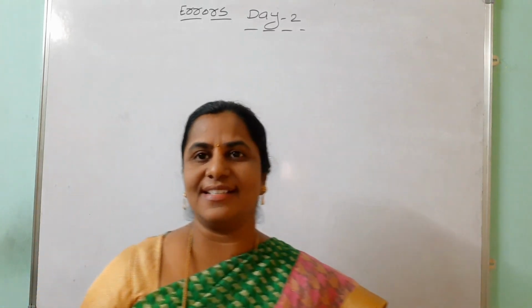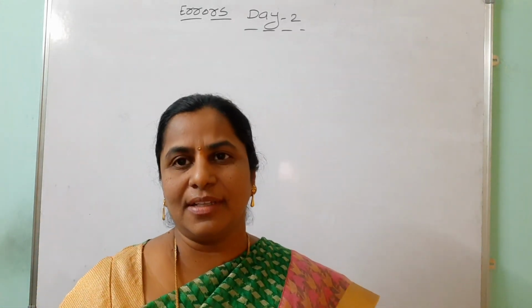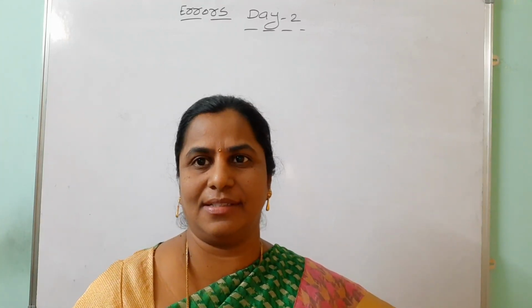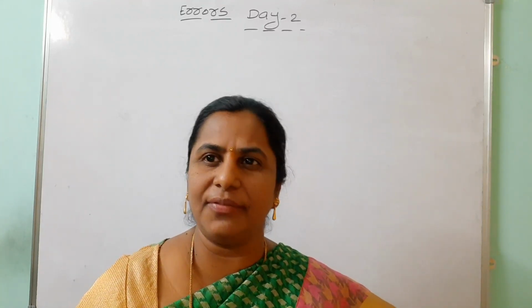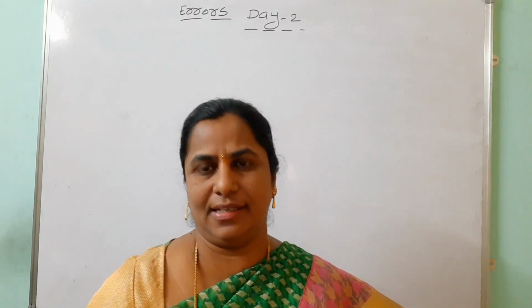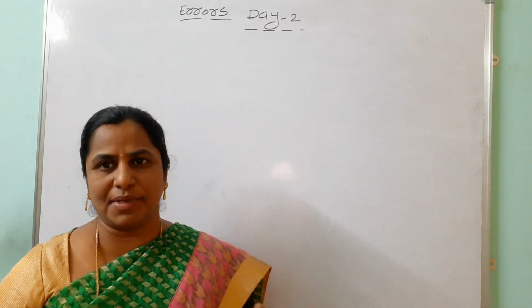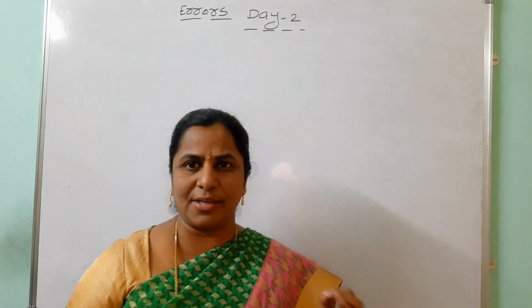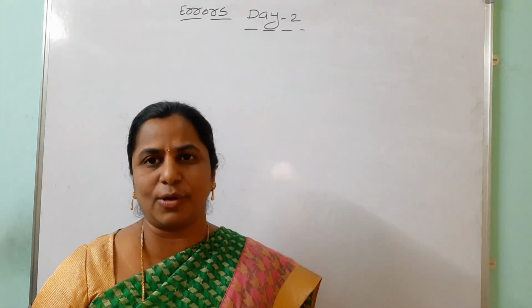Today we are going to discuss the day 2 program. This is the second and last part of units and measurements. In this class we are discussing what errors are. The uncertainty in a measurement is called an error. There are three types of errors: systematic errors, random errors and gross errors.